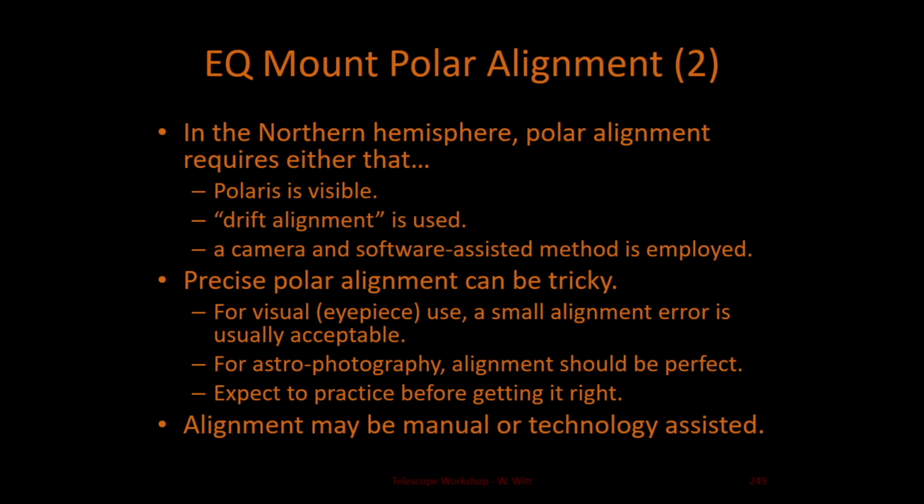In the southern hemisphere, you're out of luck. There's no Polaris there. So the folks who live in Australia have a much harder time doing their equatorial mount astronomy. You should all consider yourselves lucky for being here. Precise polar alignment can be tricky even here. For visual eyepiece use, not that big of a deal. For astrophotography, you really want it to be perfect, so you get perfect tracking.